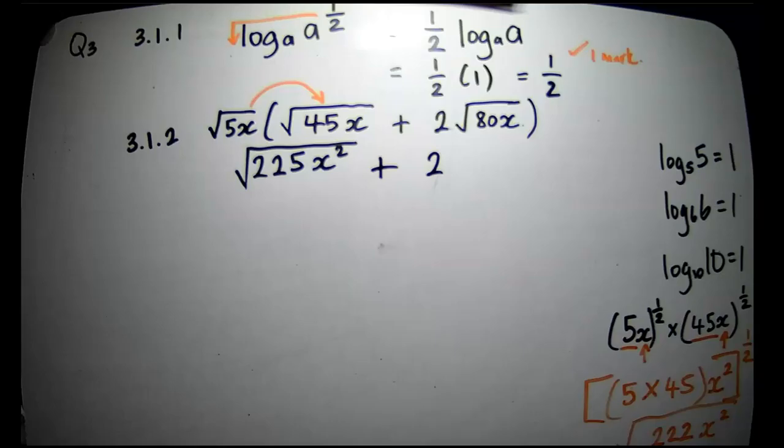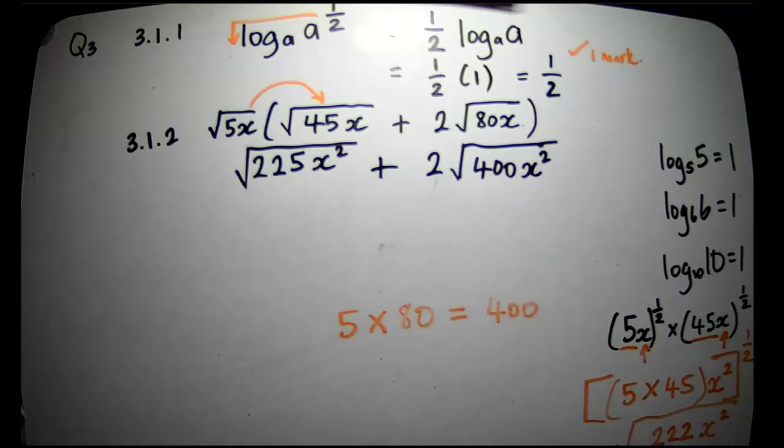And now we're going to say square root of 5x times the square root of 80x. Multiply those two. It's the same thing that I did over here. Multiplying the numbers, 5 times 80 will give us 400. And x times x is x squared, all under the square root sign. Now we'll have to square root the numbers. If you square root 225, we'll get 15. And the square root of x squared, obviously the square root is going to cancel the square. We're going to be left with x.